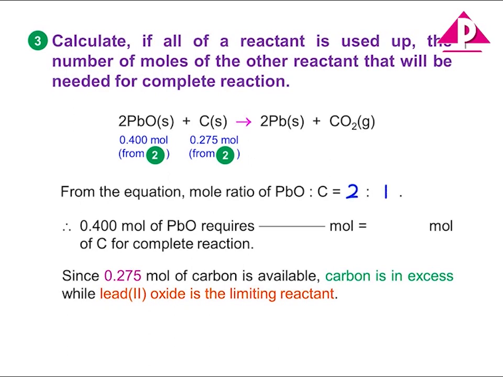Therefore, 0.400 moles of lead(II) oxide requires 0.400 moles divided by 2, that is 0.200 moles of carbon for complete reaction. Since 0.275 moles of carbon is available, carbon is in excess, while lead(II) oxide is the limiting reactant.